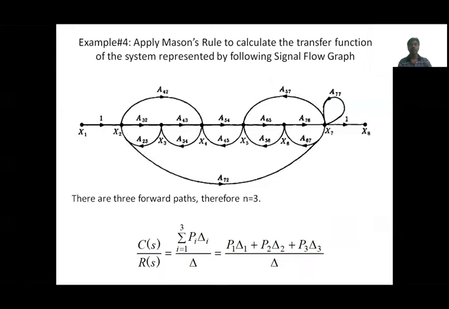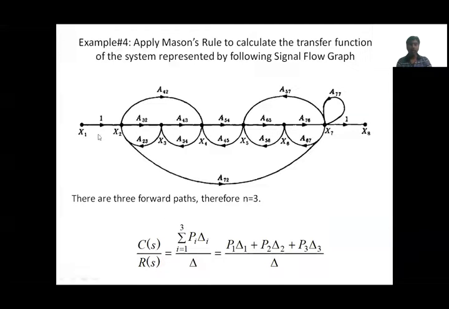Now let us move to the next example. In this example, of course, it looks like a very complicated example. Many loops and forward paths are there. Let me go quickly. You already came to know how to find the forward paths, loops, and non-touching loops, so I will go a little bit faster.